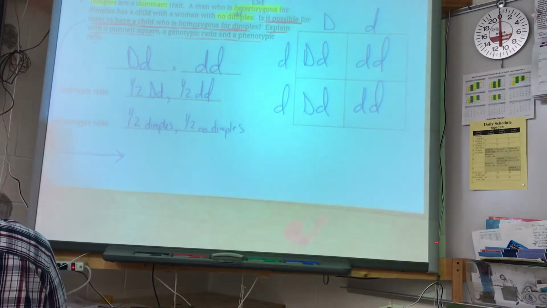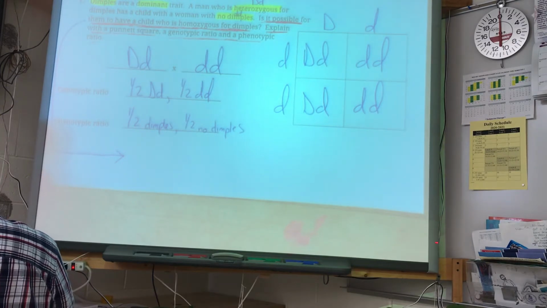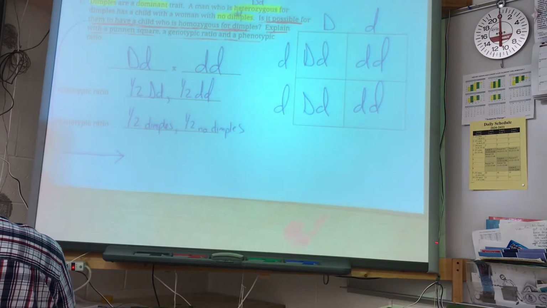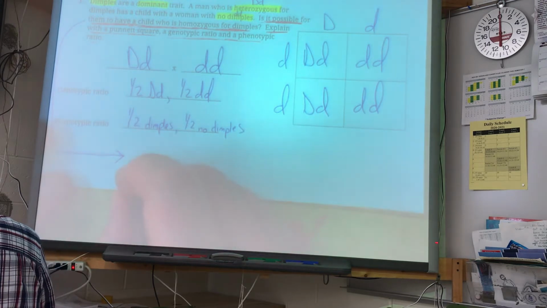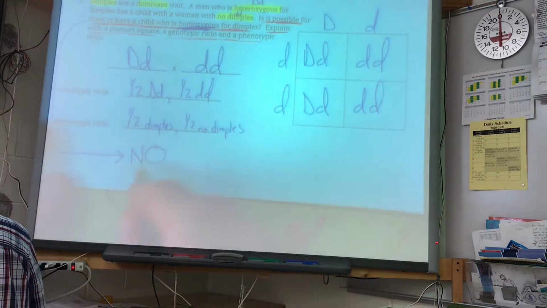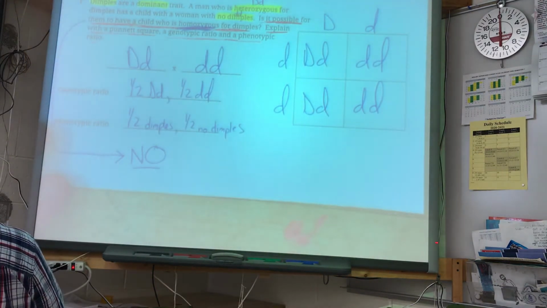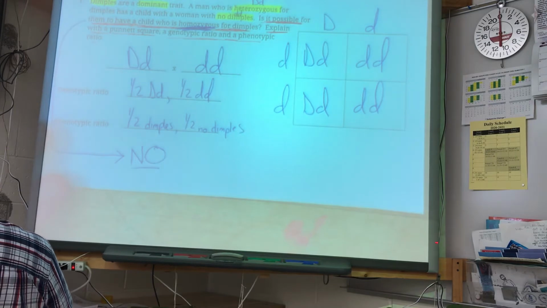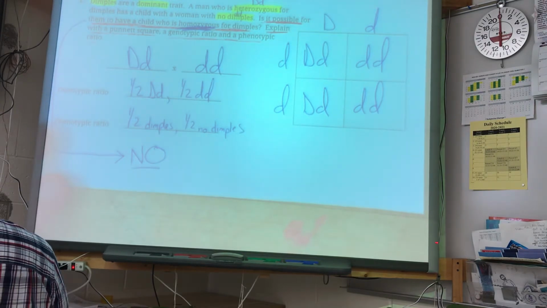So is it possible to have a big D, big D child given these 2 parents? No. It's not possible for a child to be homozygous dominant. It's not possible for these 2 parents to produce a big D, big D child. Questions on that one before we flip the page?